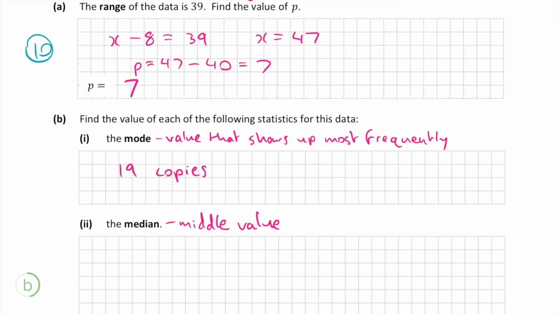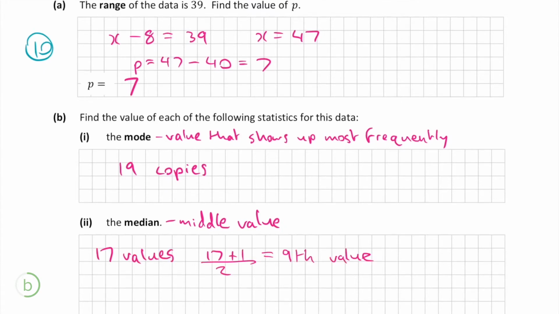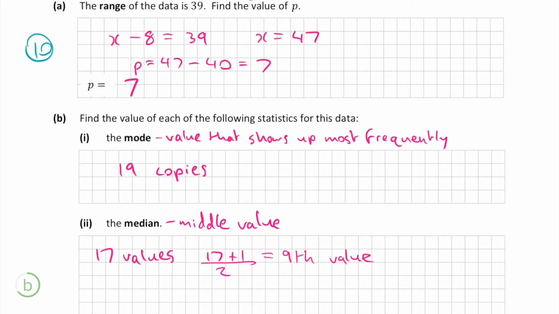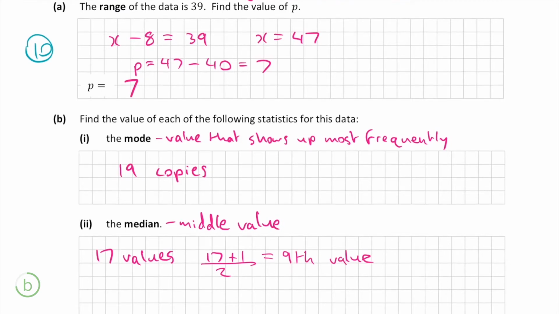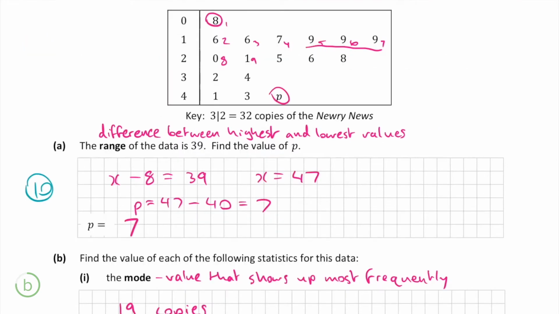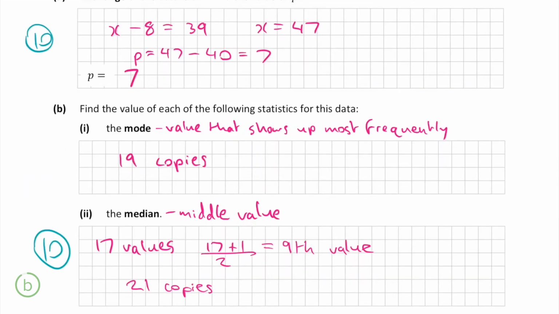In part 2, we're asked to find the median, or the middle value of the data. Since we know that there's 17 values in the stem and leaf plot, we can add 1 to 17 and divide it by 2, which gives us the 9th value. This means that our 9th value will be our median. From our stem and leaf plot, we can see that the 9th value represents 21 copies of the newspaper. So our median is 21. For getting part B right, you get a total of 10 marks.